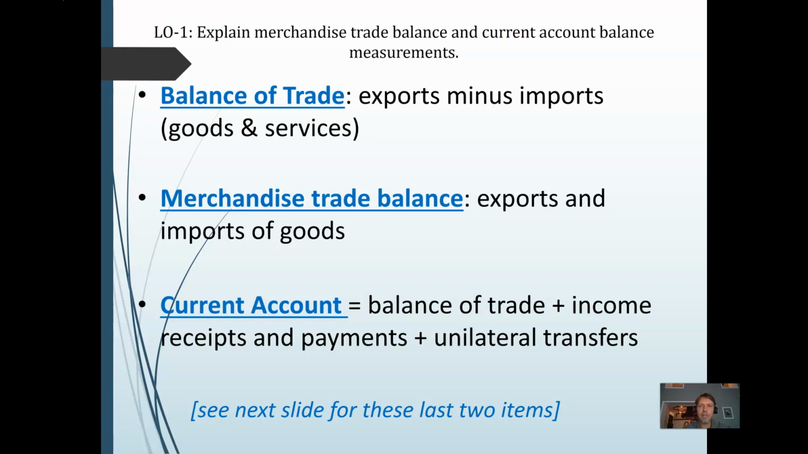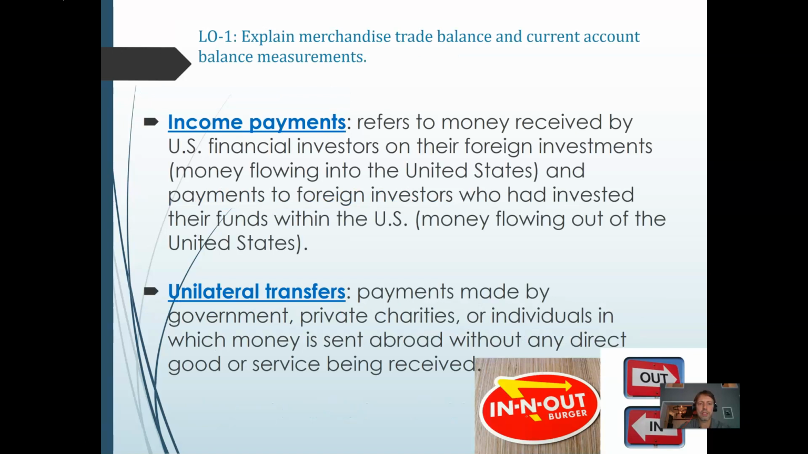the current account is the balance of trade, what we sell to others and what we buy from others in goods and services, plus what's called income receipts and payments. So that's money that goes out because it's been invested in some way. We'll talk about that in more detail. And what's called unilateral transfers, where I might work in one country and send money back, and I could do that as a business, as a nation, or as an individual worker. So there's a third category, unilateral transfers, that all added together give you that current account balance.